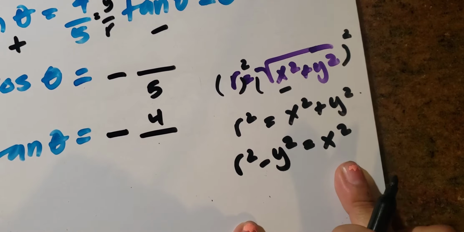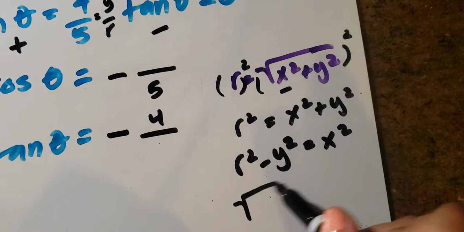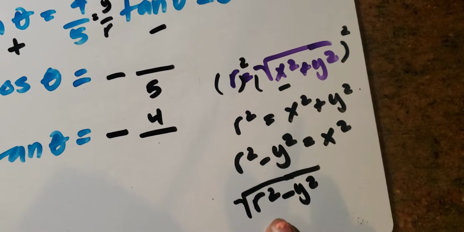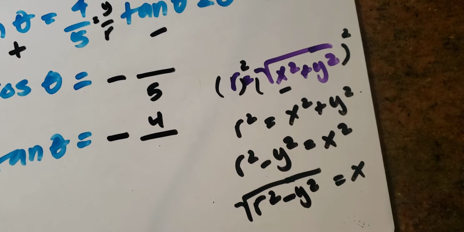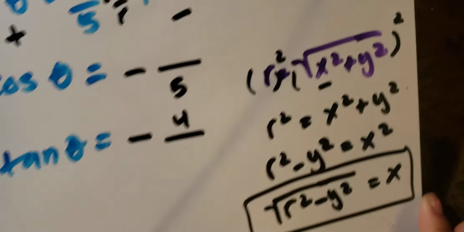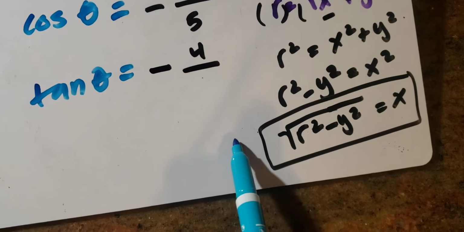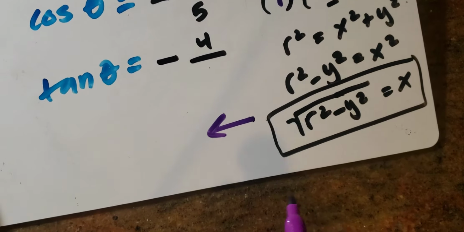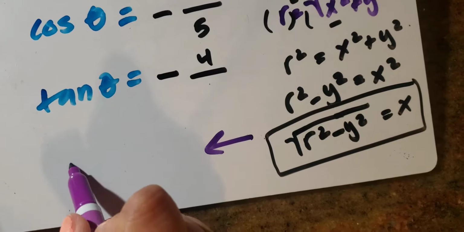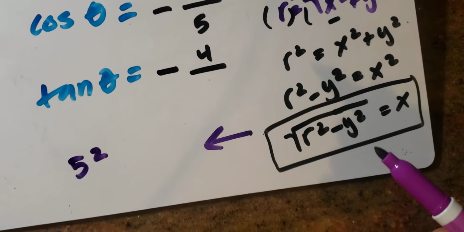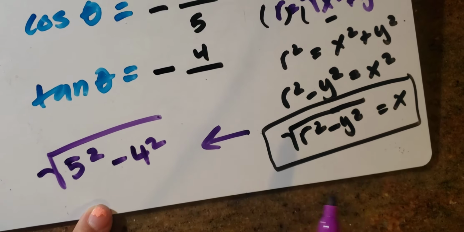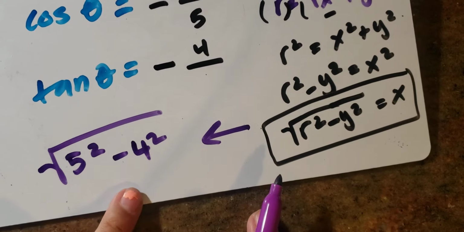And then we want to solve for x, so now we want to square root both sides. So now we're left with the square root of r squared minus y squared, which should give us x. Okay, so we're going to use this formula to solve for x. All right, let me just move this, and I'm going to do the work on this side. Okay, so here we go. Our r is 5, so we're going to write 5 squared. Oops, sorry. Our y was 4, so 4 squared. And we want the square root. So this is 25 minus 16.